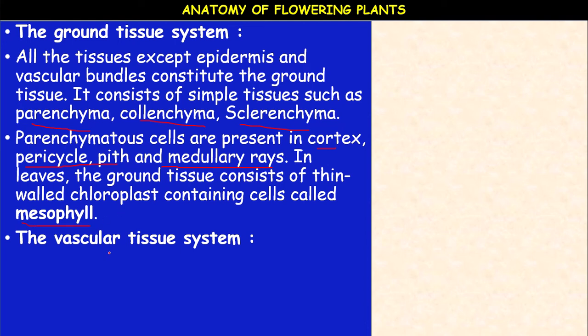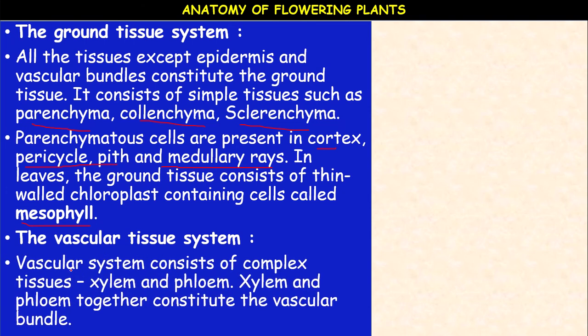Next, vascular tissue. The vascular tissue includes stele, the central column of the plant body that consists of vascular bundles and pith. The vascular tissue system consists of the complex tissues. What are they? Xylem and phloem. The xylem and phloem together constitute vascular bundles. A vascular bundle is made up of a xylem and a phloem. Each vascular bundle comprises xylem and phloem and the cambium if present.